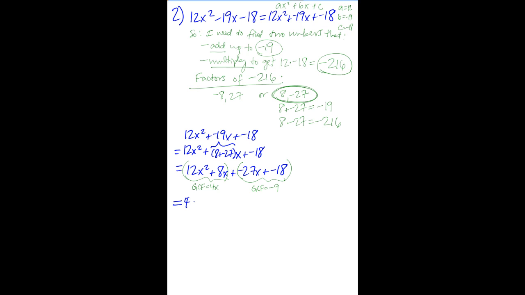So I pull out my 4x. 12x squared divided by 4x is 3x. 8x divided by 4x is 2. Negative 9 is what I've pulled out, so negative 27x divided by negative 9 is 3x, and negative 18 divided by negative 9 is 2. I want to double check that my two variable parts are the same, and in fact they are. They're equal, which is what I need. So I can go ahead and combine these like terms by adding the two coefficients. So I get 4x plus negative 9 times 3x plus 2.